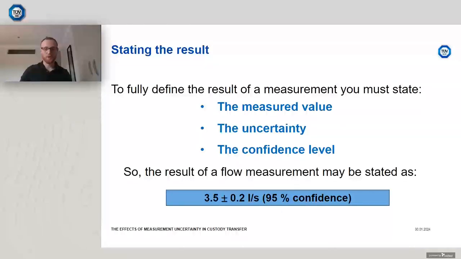So this is probably one of the most important things from this webinar. When you are stating uncertainty, the 3 things you must always state is the value you've measured, the uncertainty in that value, and also the confidence level in the stated uncertainty. So as it says here, the result of a flow measurement could be stated as 3.5 plus or minus 0.2 litres at a 95% confidence level.